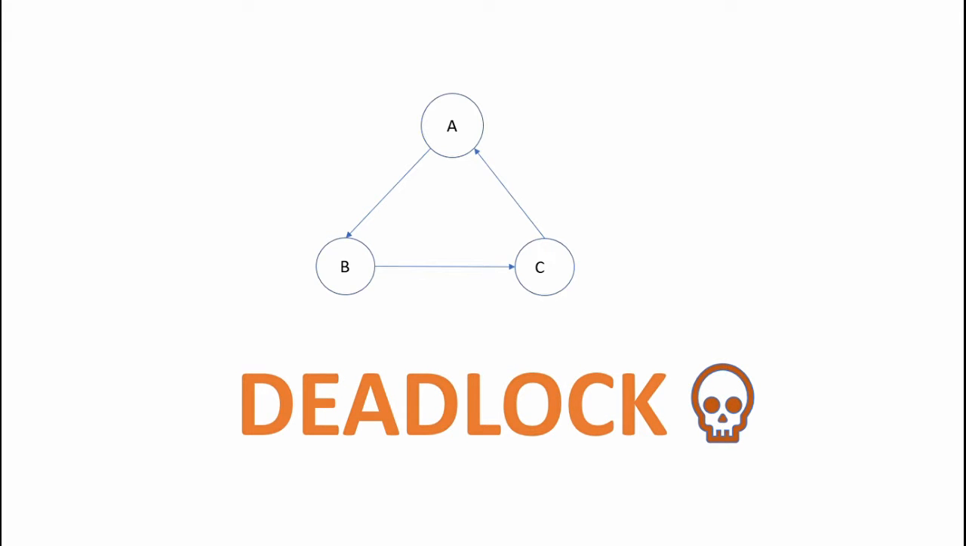So in this deadlock condition, none of A, B or C can complete their work because A is dependent on B, B is dependent on C and C is dependent on A. So to avoid this deadlock condition, we use Banker's algorithm. Now how is it used in operating systems?